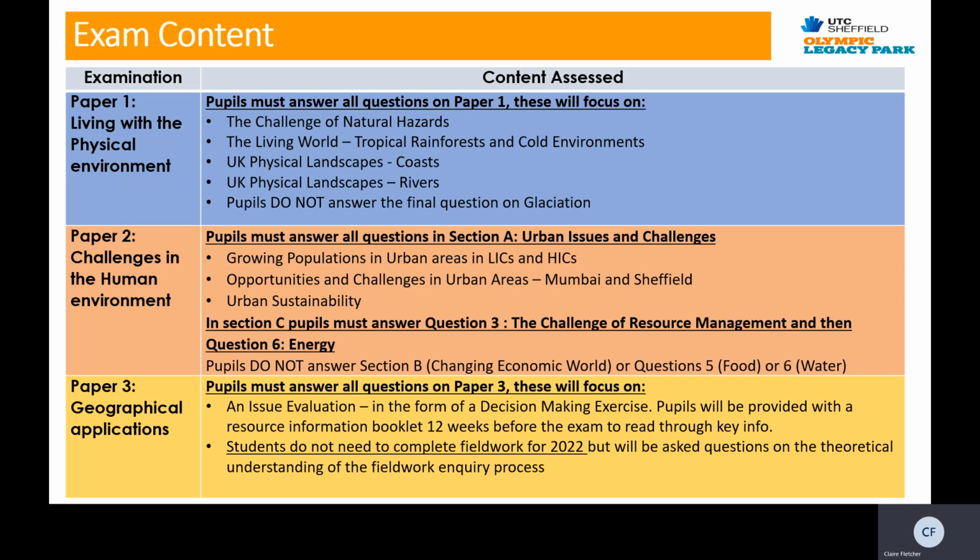And because this ties in nicely with the work that we've done on urban sustainability, I have focused on teaching the pupils this year on just section C, the challenge of resource management. So there will be a section B on paper 2 about economic challenges, but all of my students do not answer that. They are not going to lose any marks for that. They're not disadvantaged in a way. That is to make it fairer for them so that they have had more time to concentrate and revise the key topics we've covered.